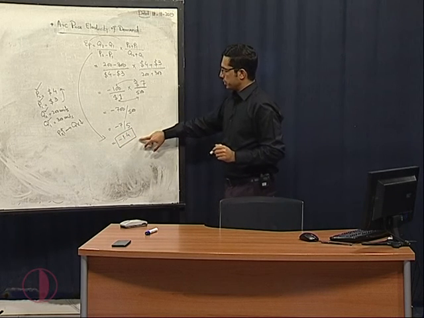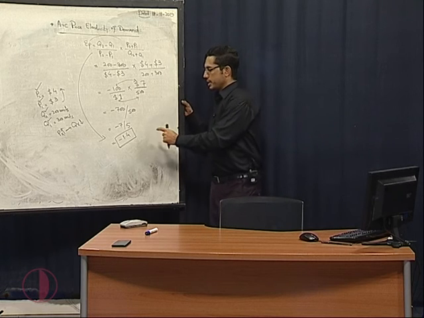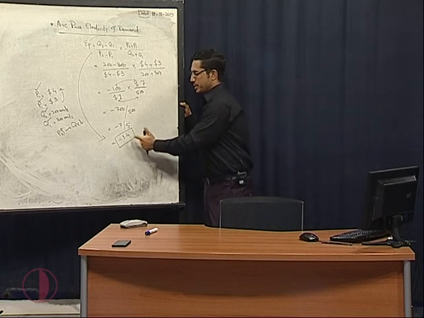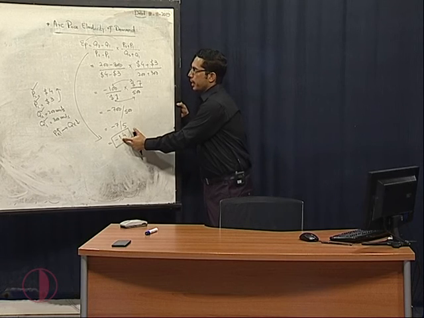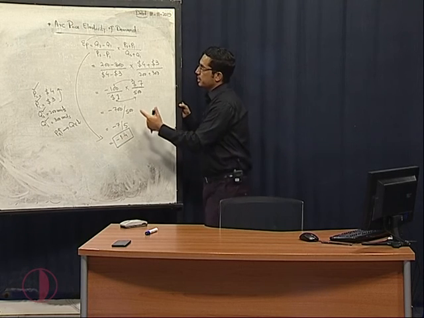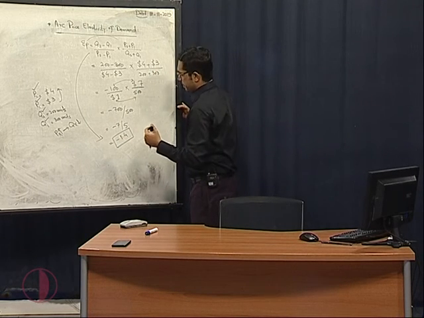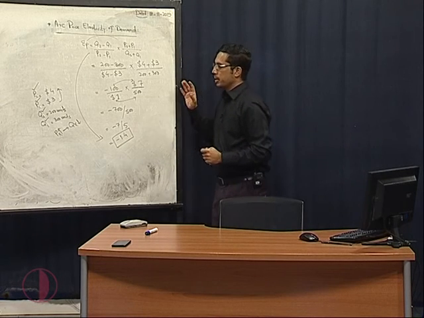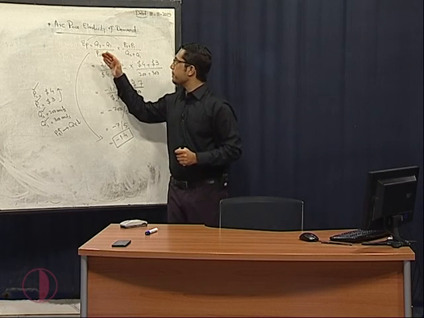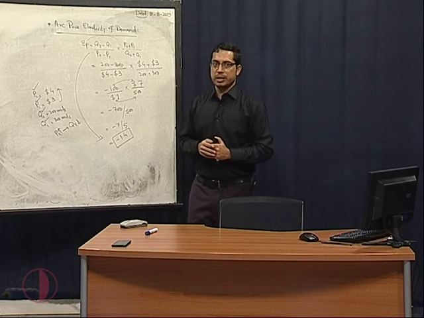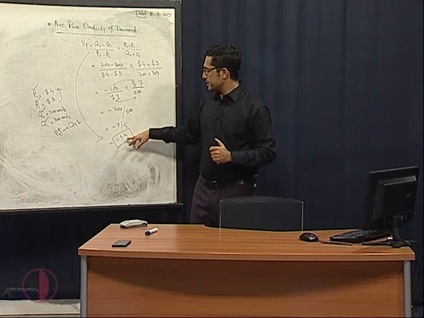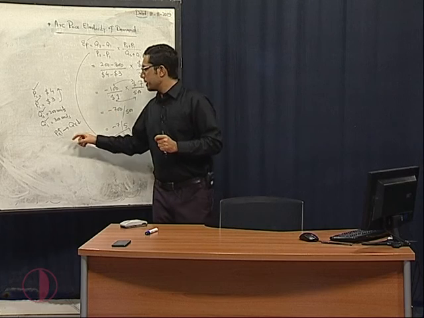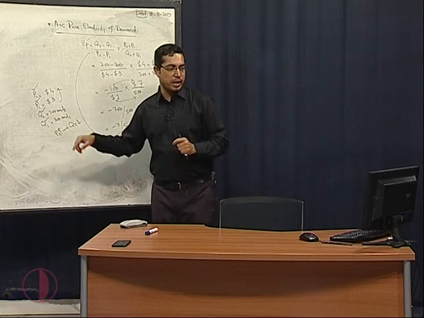Now look at this value. In the original case, the value of the arc price elasticity of demand was minus 1.4, and similarly in this case the value of the arc price elasticity of demand is also minus 1.4. So it means that in the case of arc price elasticity of demand, the value of the price elasticity of demand will be the same whether the price increases or decreases.